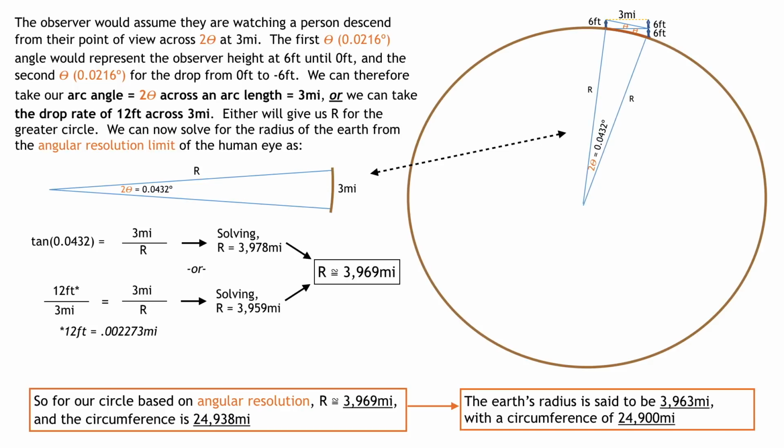So for our circle based on the angular resolution limit of the human eye, we can calculate a radius of 3,969 miles, and the circumference then comes out to 24,938 miles. And coincidentally or not, the Earth's radius is said to be 3,963 miles with a circumference of 24,900 miles.